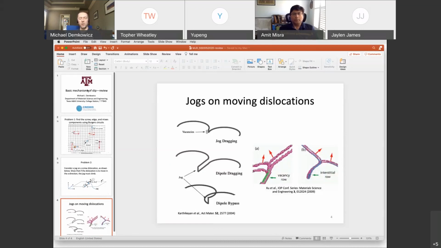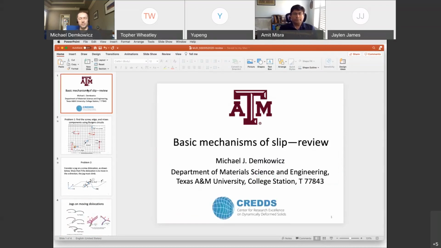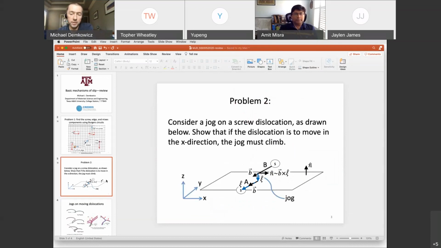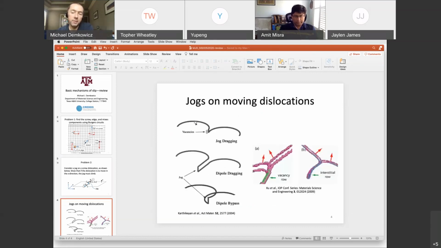Okay, any other questions? So Mike, if I can ask, the discussion we just had about the jogs, can you comment on how that might change under shock conditions, if at all? You mean the topology of this setup? The slide 4, when you talk about jogs. Slide 4. Well, this kind of stuff is precisely the kind of stuff that might happen under shock conditions.